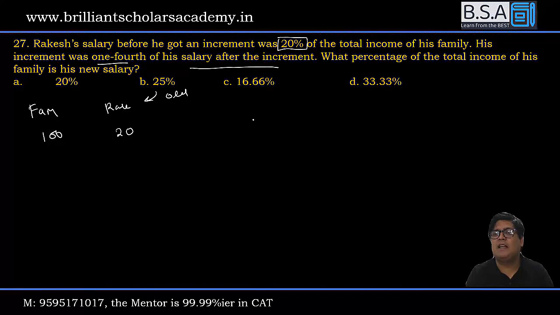क्या बोल रहा है ये? There is old salary, there is new salary. His increment is 1/4 of the new salary. His increment is 1/4 of his salary after increment. So what is 1/4? 1/4, ये 4 रुपए, if I imagine, is the new salary. What is the increase? Increase is 1. So what was supposed to be the old salary? Old salary was supposed to be 3.